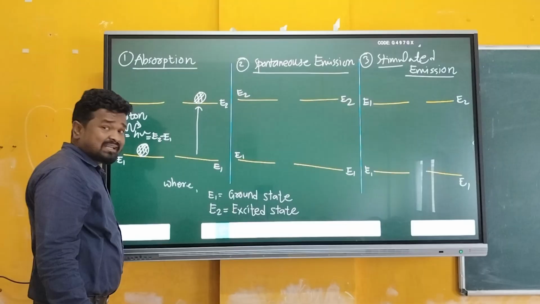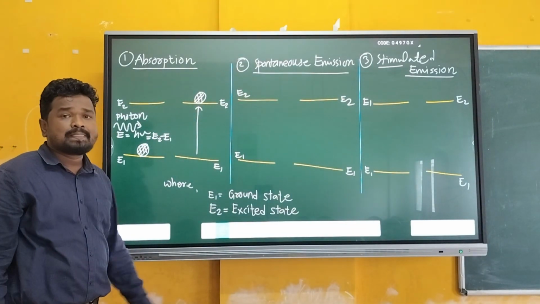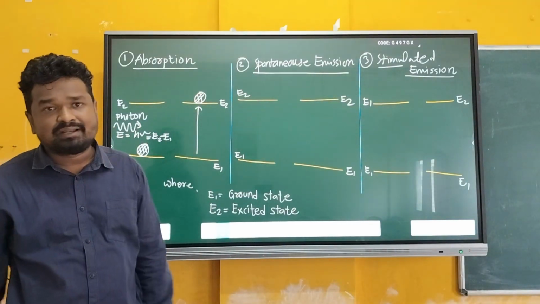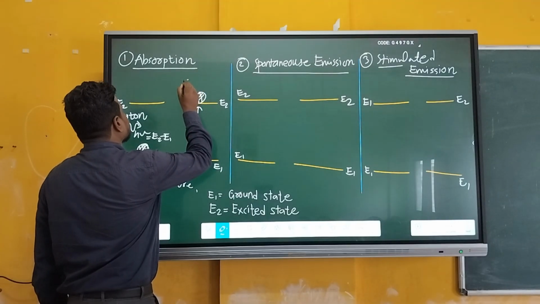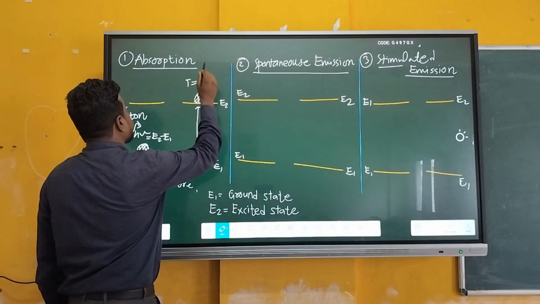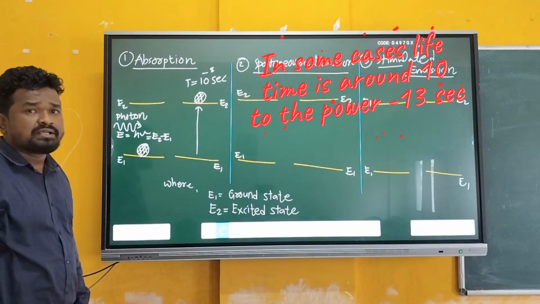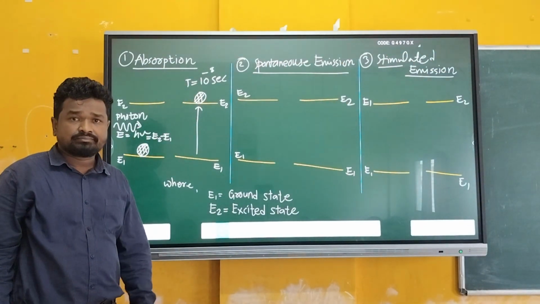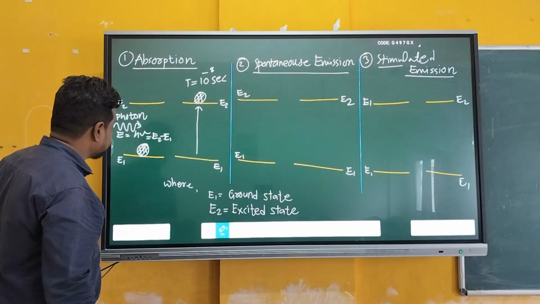This state is called the excited state. Now the atom is excited, the electron is excited. So for how long will it stay there? It will stay there for around 10 raised to minus 8 seconds, for example. This time is called the lifetime of that excited state.